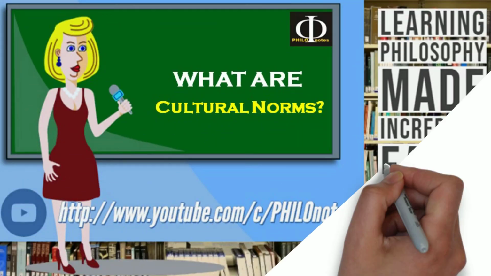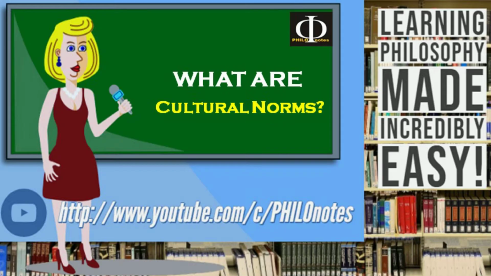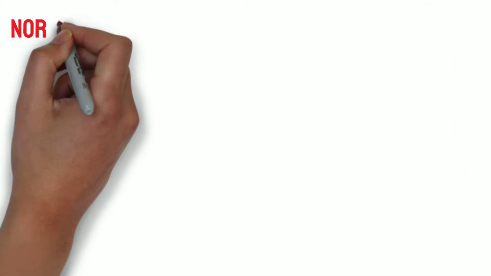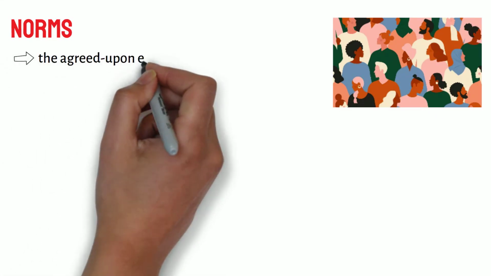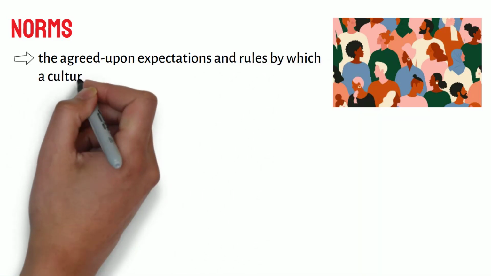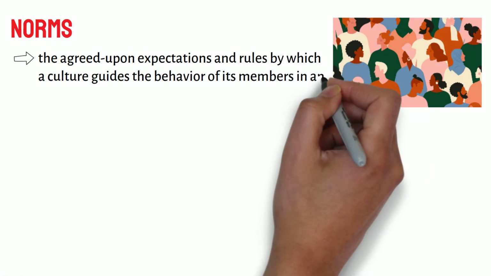What are cultural norms? Norms are the agreed-upon expectations and rules by which a culture guides the behavior of its members in any given situation.